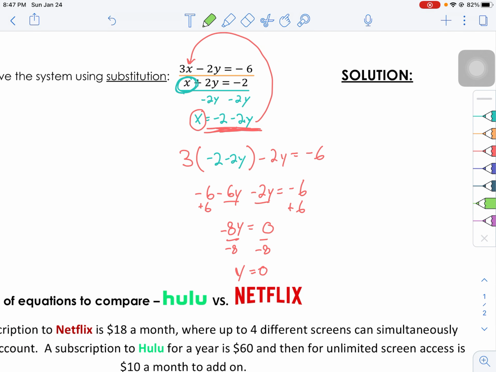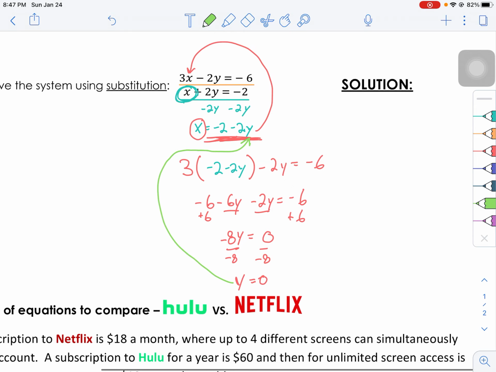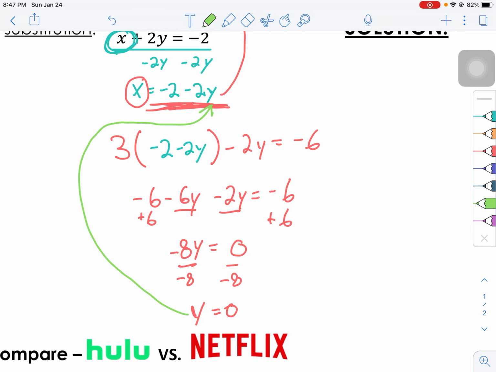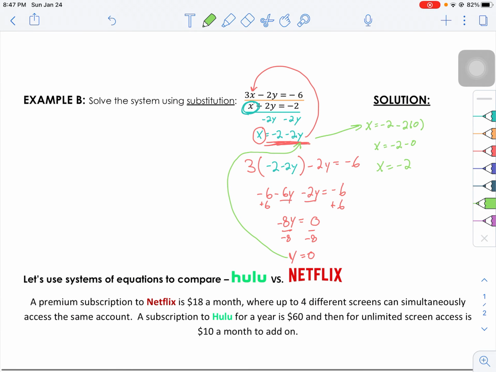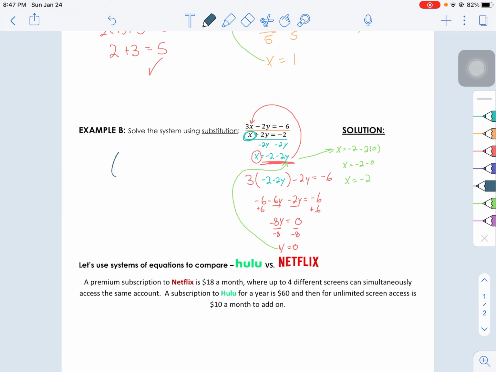We need to come back through, and now we need to solve for x. So we're going to plug this y, substitute it in for the y in the equation that's already solved for x. So then you have x is equal to -2 minus 2 times 0, which gives you x is equal to -2 minus 0, which tells you that x is just equal to -2. So then our solution is going to be -2, 0.